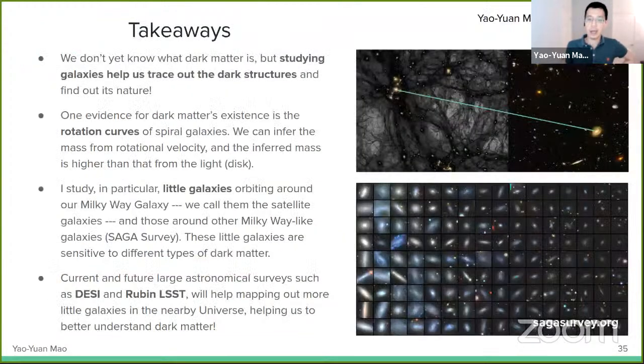So with that, I will just leave my summary slide here. I hope you learned today how galaxies are connected to the underlying dark matter structure, and how by learning more about these little galaxies orbiting around the Milky Way and other Milky Way-like galaxies, we can learn more about the nature of dark matter. So thank you.